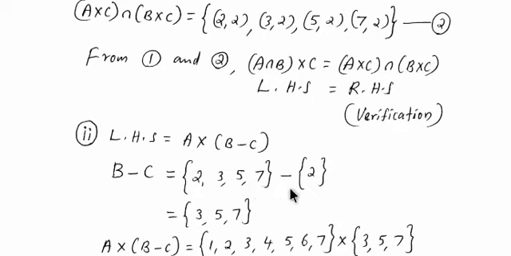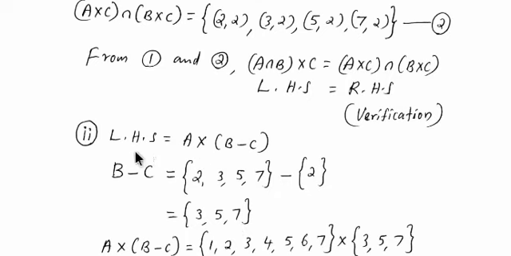Then find out B minus C. How will you find minus? Here the common element should be cancelled. Then take the balance elements in the first set. Here the first set is B, the second set is C. First cancel the common elements, or subtract this 2 and this 2. That means cancelled. It is common here. Therefore, we can cancel 2 and 2. Then take the balance elements: 3, 5, 7. The set 3, 5, 7 is the set B minus C.